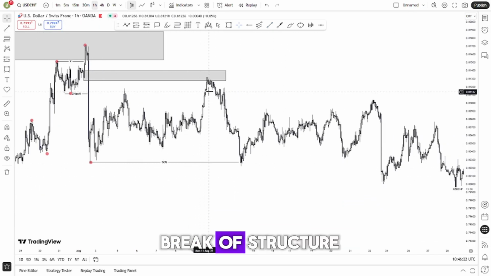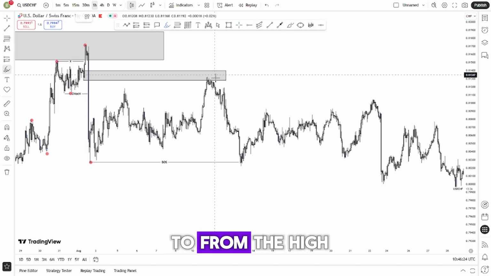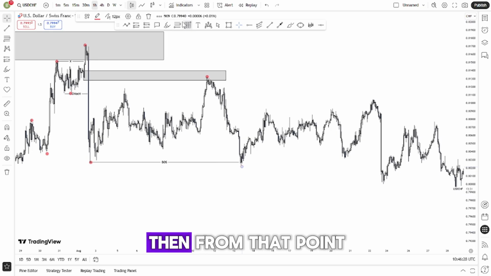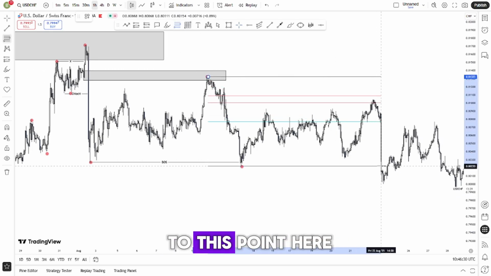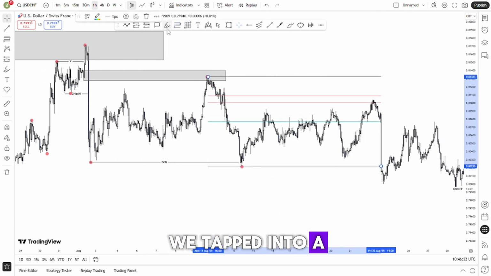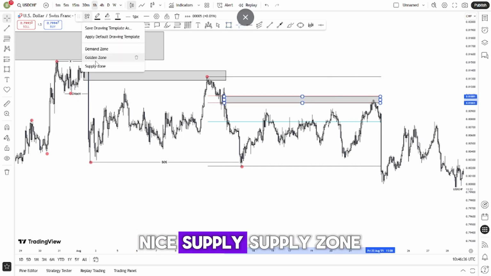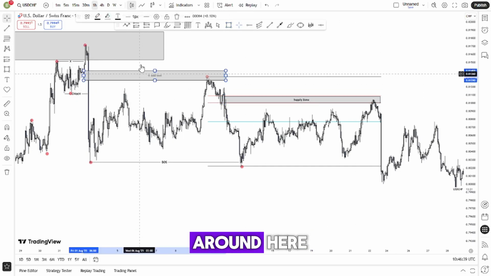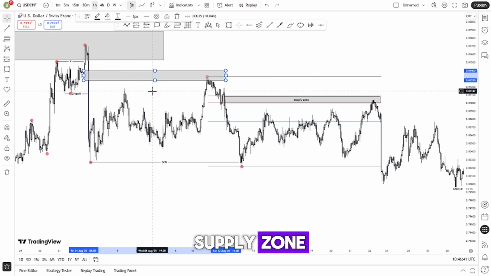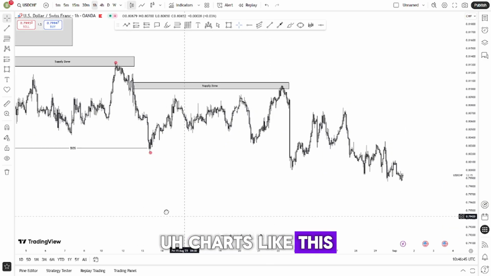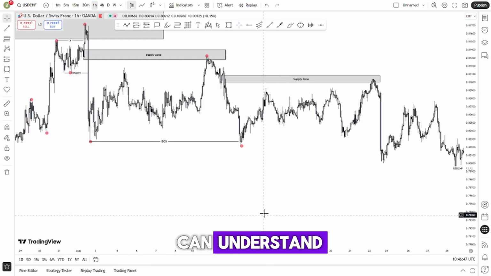Then after having that break of structure, we take our fib tool from the high, just because this is our high, this is our low here. Then from that point to this point here, we tapped into a nice area of interest, just like that. Our nice supply zone around here. Also, this is a supply zone, and the reason why I mark up charts like this is to show you and so that you can understand, guys.